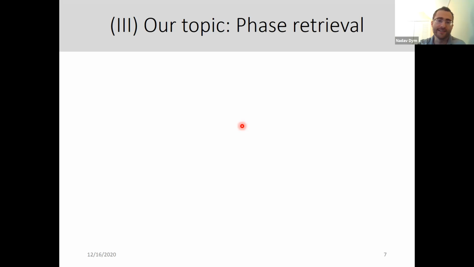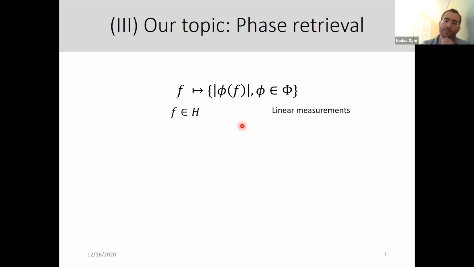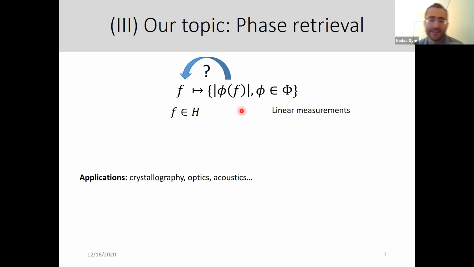So phase retrieval, what is it? The input is a signal in some Hilbert space, or sometimes it's not a Hilbert space, a Banach space or something, but let's say Hilbert space for convenience. We don't know the signal itself. We're given linear measurements of the signal, but we lose the phase of the linear measurements. And then the question is whether we can invert this process. Can we, from these phaseless linear measurements, reconstruct the signal?